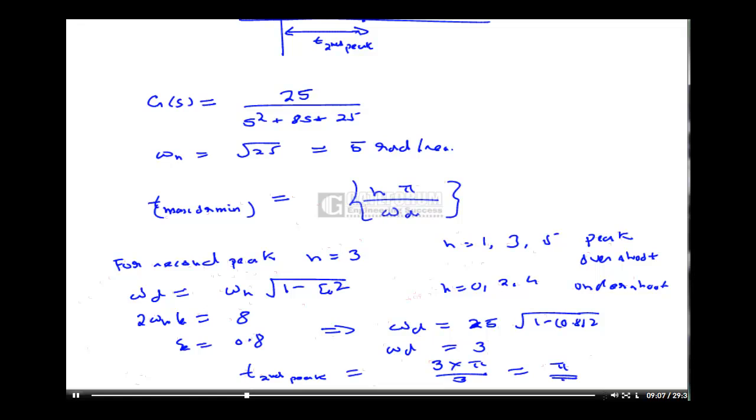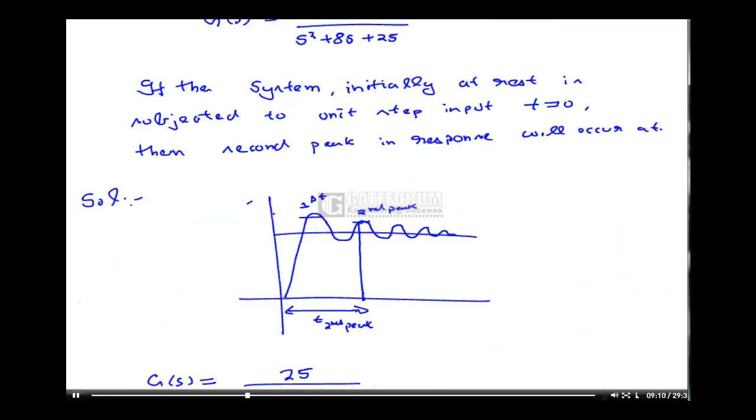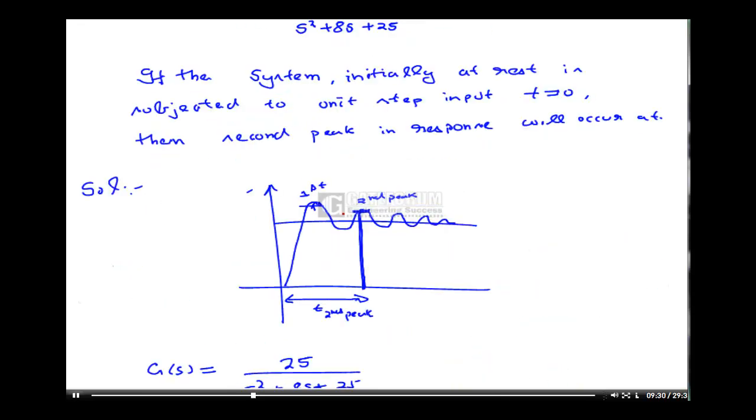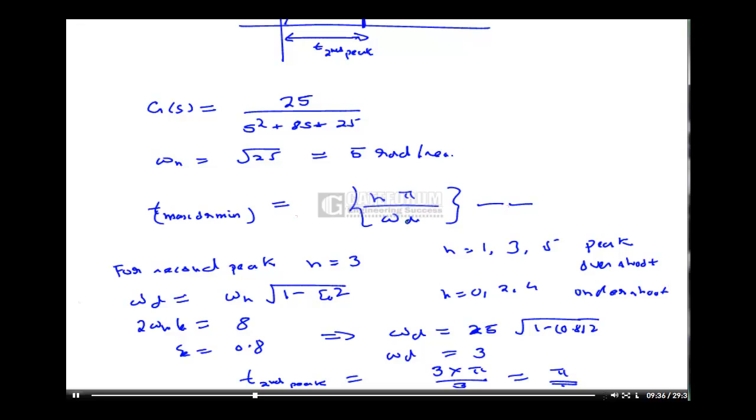Simple. See once again. When I apply a step input to any second order system, my output is going to come like this. Okay. From this output I have to find this peak, the time a system takes to reach the second peak. So looking at the formula, for any maxima or minima, see here it is maxima, here it is minima, here it is maxima, here it is minima. So for any maxima and minima, n pi by omega d is the general formula, where omega d is the damping frequency and n value can be 0, 1, 2, 3, 4, 5.